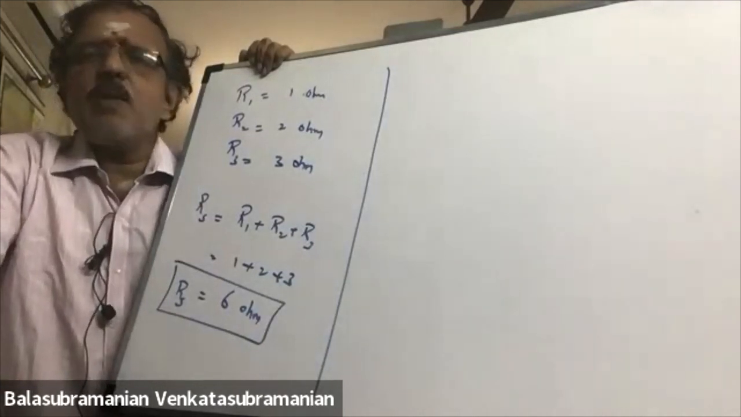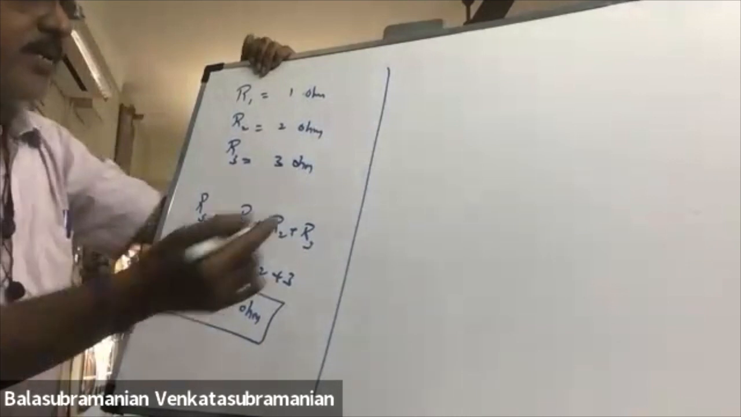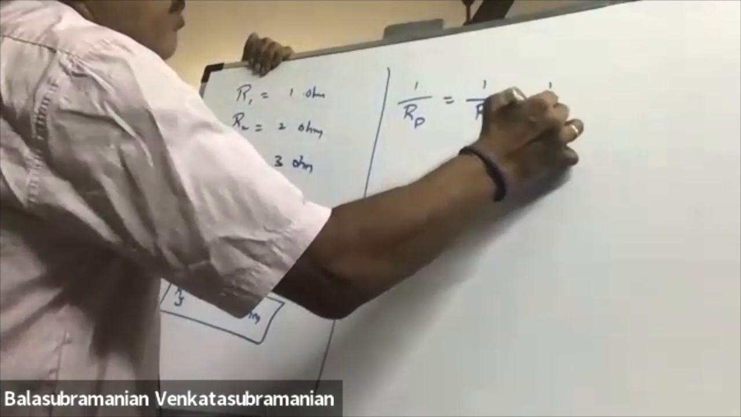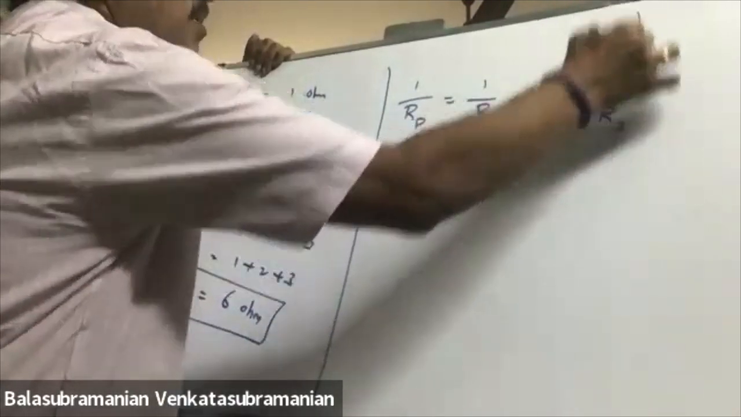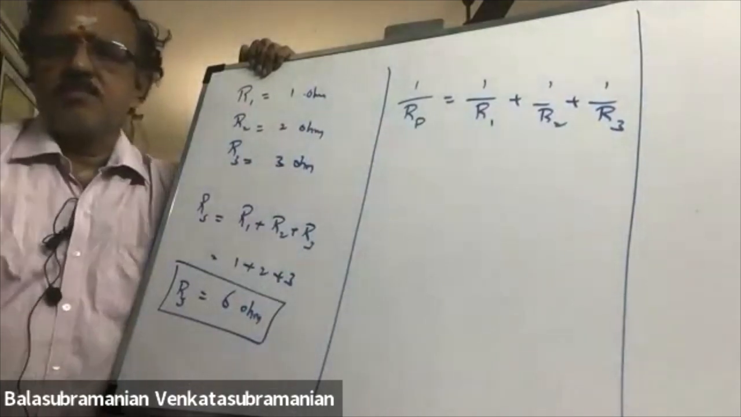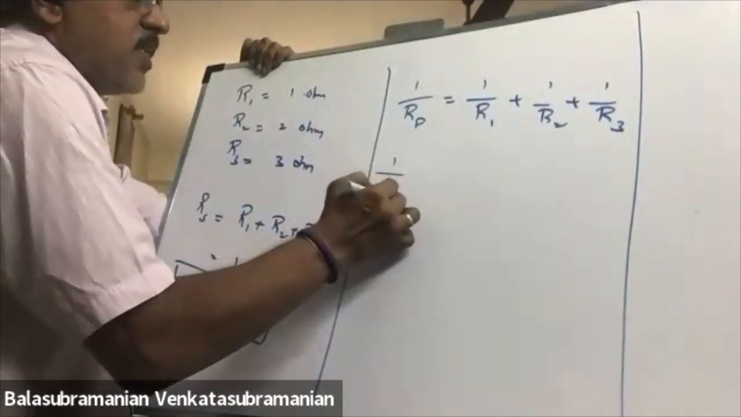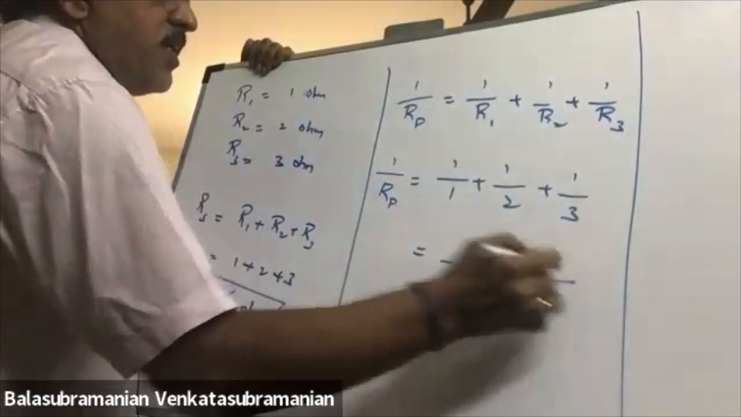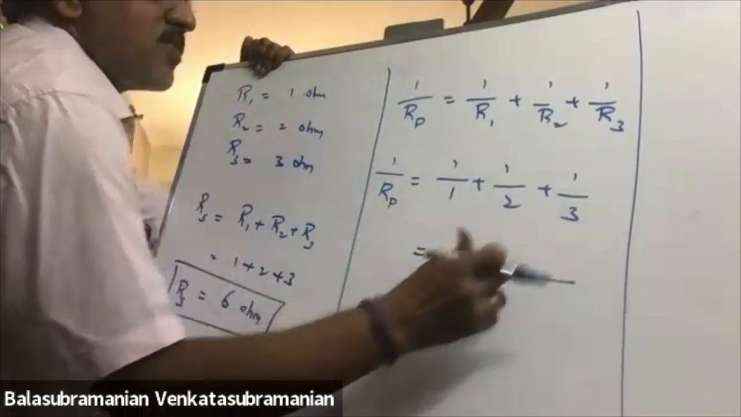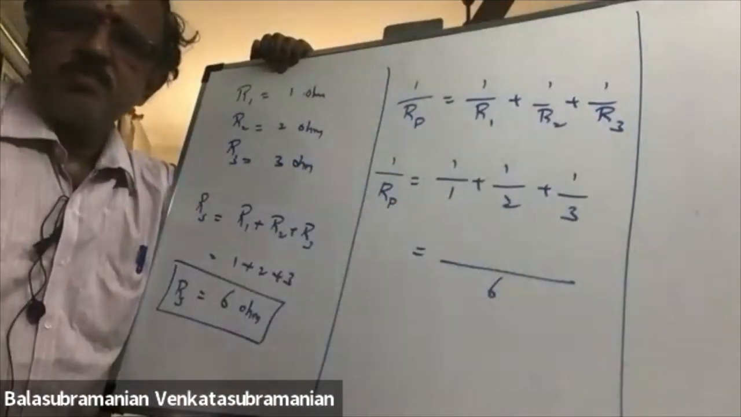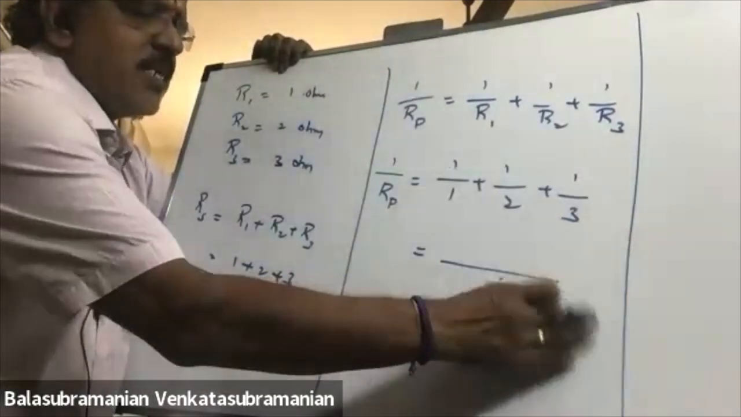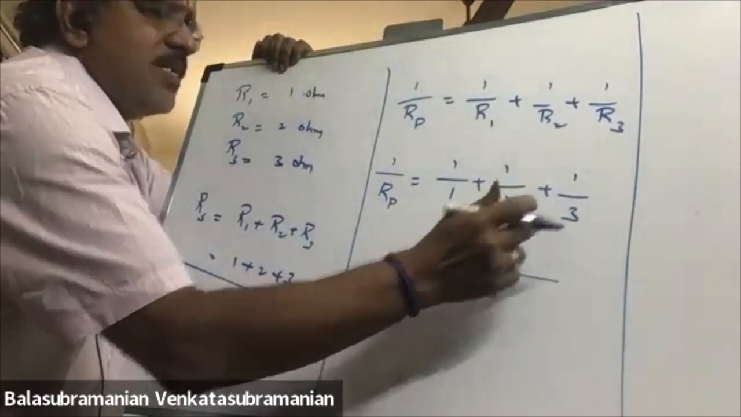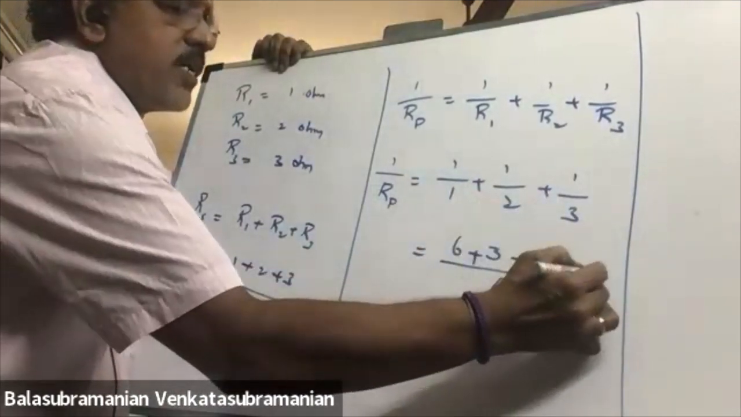Sir, if it is connected in parallel, what is the value? You can write 1 by Rp is equal to 1 by R1 plus 1 by R2 plus 1 by R3. 1 by Rp is equal to 1 by 1 plus 1 by 2 plus 1 by 3. In the 3 numbers 1, 2, 3, the LCM is 6. So you know how to take LCM. 6 means 6 times. 2 in 6 is 3 times. 3 in 6 is 2 times. So I can write 11 by 6.